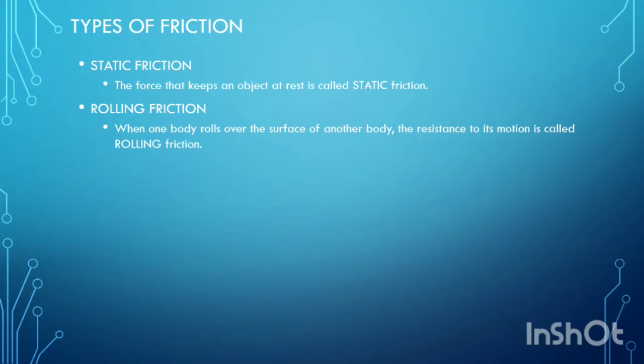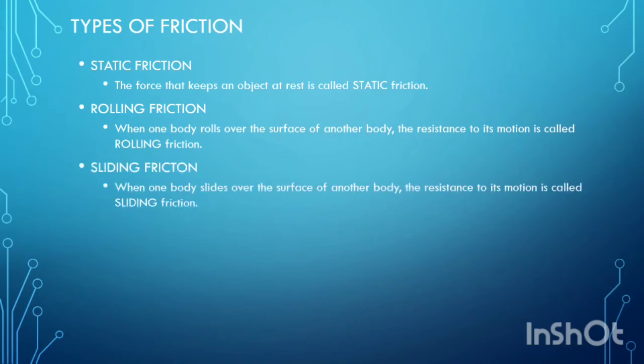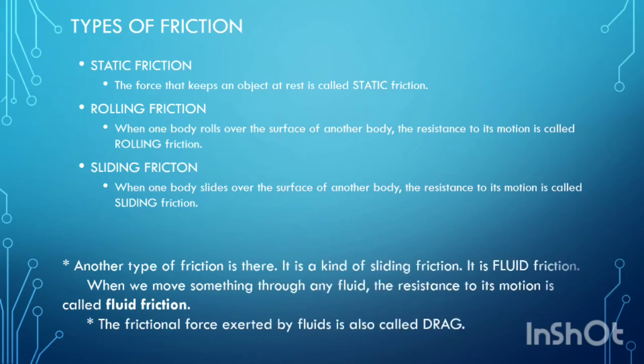Next is rolling friction. When you roll any body over the surface of another body, it faces a resistance, that is rolling friction. Sliding friction is also the same. When you are sliding any body over the surface of another body, it will face a resistance, and that is sliding friction. Now, these are the types of friction in our daily lives. One more friction is there that we'll call fluid friction.